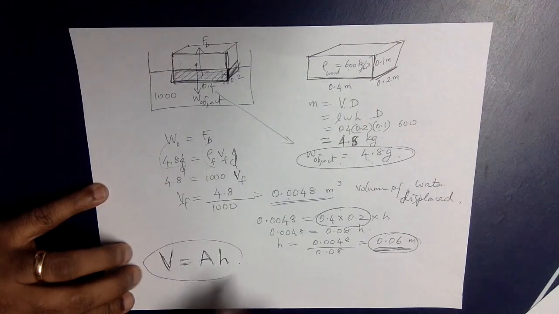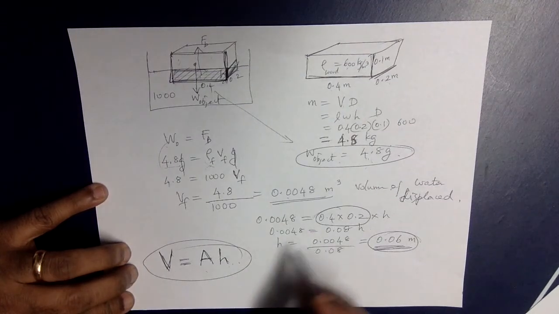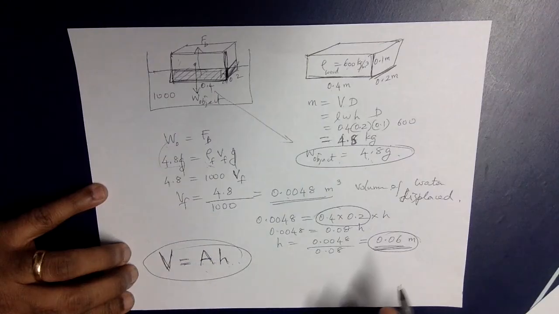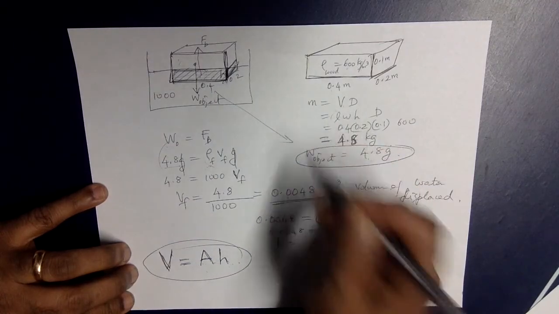So understand that that is the equation. This is basically the same thing as length times width times height. Length times width becomes the area.